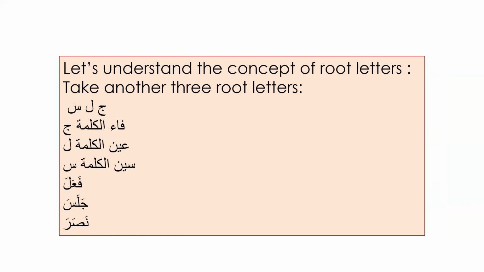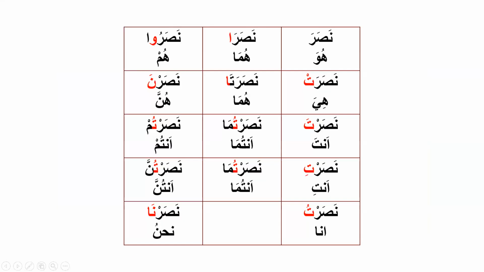So this Nasara means he helped. This is a past tense made by just putting the three fathas on the root letters. Alhamdulillah, this becomes a past tense, and now we are going to use it on a pronoun chart. Alhamdulillah. See here, this is a pronoun chart.